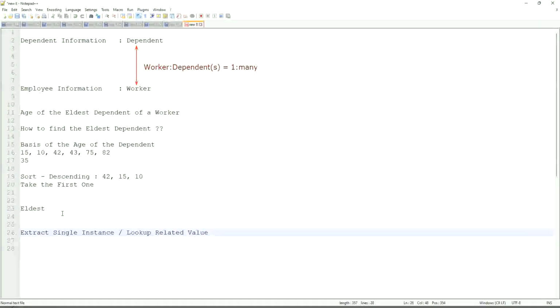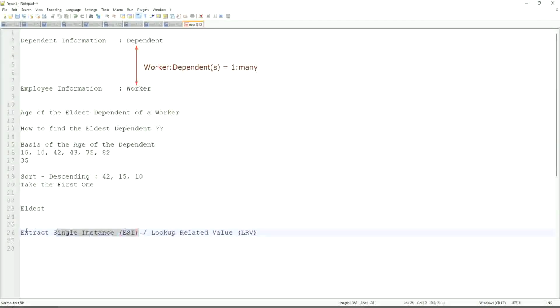This is the most common calculated field function that people will ask you in your interviews. ESI LRV. Extract single instance is called ESI. Lookup related value is LRV. They work in combination. We do not only leave with ESI. Once we extract the ESI, we use it to get some value. That's the LRV. Like here, we are going to get the age of the eldest dependent.